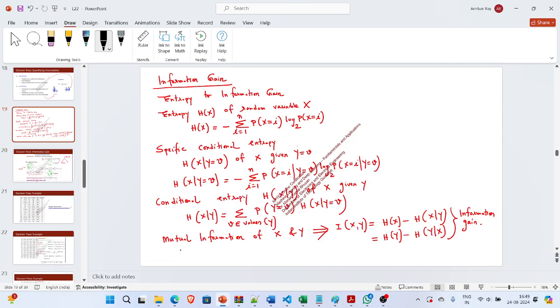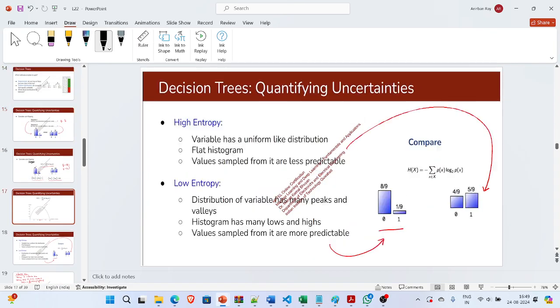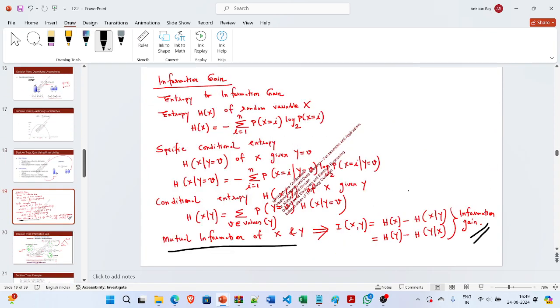So mutual information we find, I(X, Y). It is also called information gain. For any parameter in which the mutual information or information gain is the highest, we first use that to classify the decision, to start the decision tree, to build or grow the decision tree.